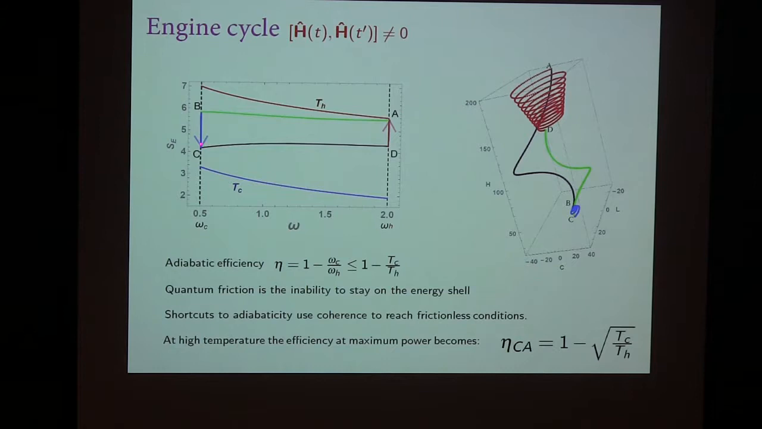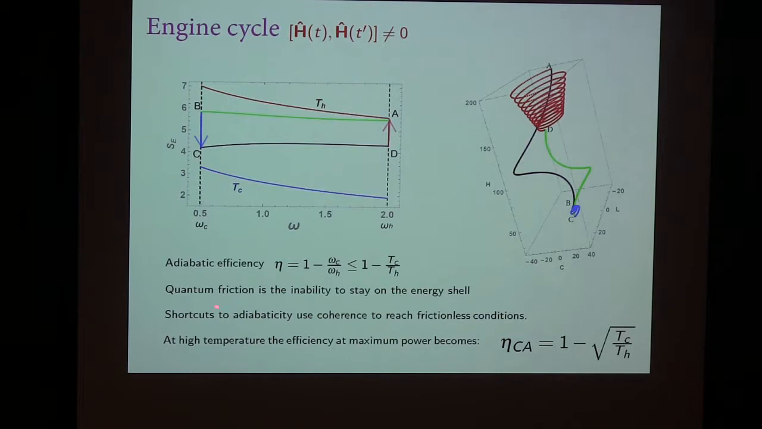This is in this vector space of these three operators. You can see this is a cold side. These are the adiabatic moves. Here I'm heating up and I'm closing the adiabatic. Now, the efficiency, this adiabatic efficiency is what's called the Otto efficiency, always smaller than Carnot.